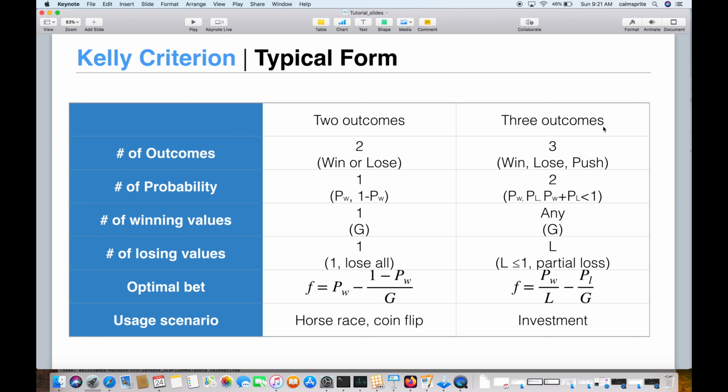An investment is a good example of a 3-outcome case. The value may increase, decrease, or remain unchanged. Here, the winning probability plus the losing probability is less than 1. The winning return is still G, but in the losing case, the investment usually incurs only a partial loss rather than a total one. In this case, the optimal investment amount is given by winning probability divided by the loss value minus losing probability divided by the gain value.